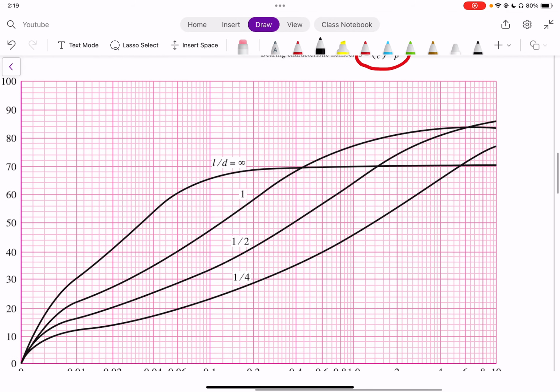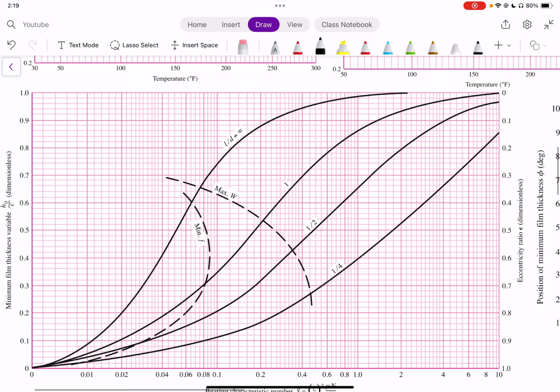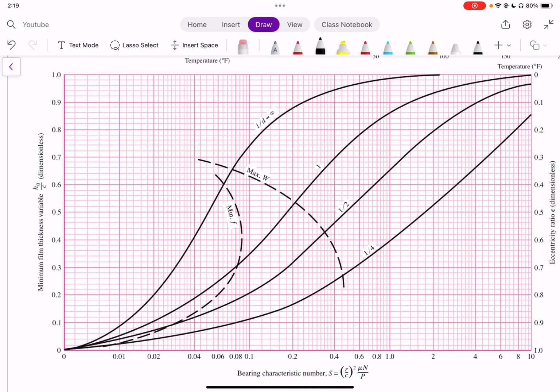Here at the bottom, we have a position of minimum film thickness, which we're not really going to look at much, but it does give you the position of the minimum film thickness. Here on the left, you'll have the minimum film thickness variable, which is the one we're interested in for now. And then we have more charts on the second page, which we can look at later on. But we have flow variable, temperature, position of film theta, flow ratio, as well as maximum film pressure ratio. Okay, we'll look at all of that.